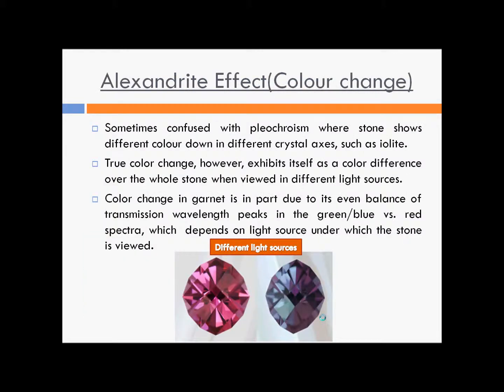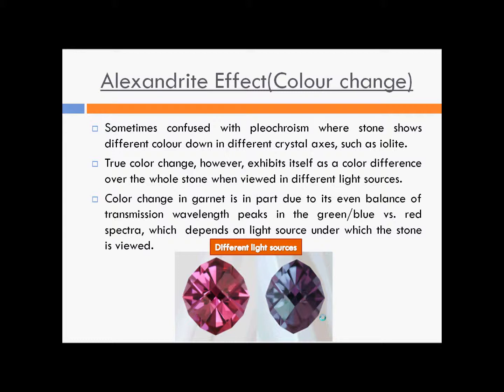Another topic is the Alexandrite effect, which is the color change in gemstones. Some gemstones are able to change their color according to the light that they are viewed under. This effect is sometimes confused with pleochroism, where stones show different colors along different crystal axes, such as iolite. However, true color change exhibits itself as a color difference over the whole stone when viewed in different light sources.